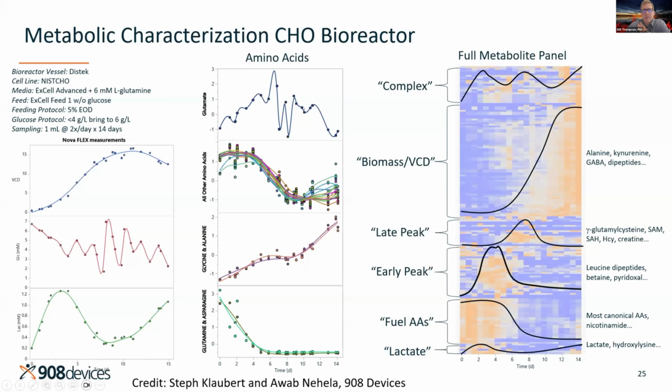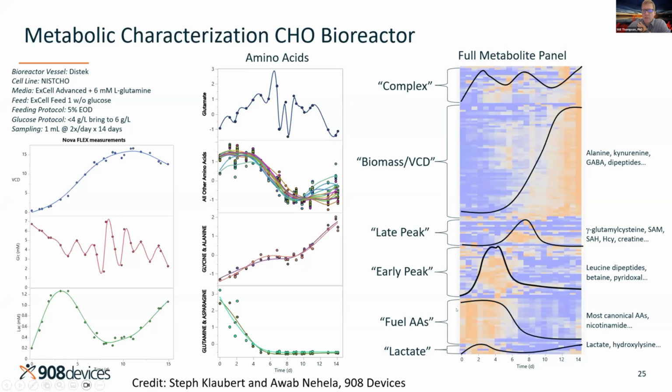But when we utilize this automated approach, CEMS, with a much larger panel, we can see much more interesting and complex trends as a function of time. So we have these compounds that increase over time with biomass or viable cell density. We have, of course, the fuel amino acids. We have some that show correlation with the lactate switch.